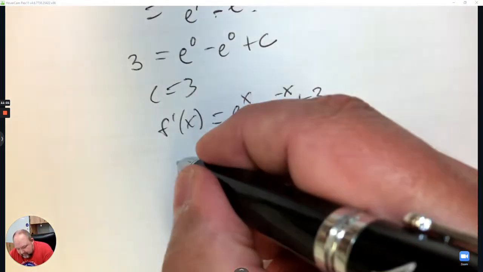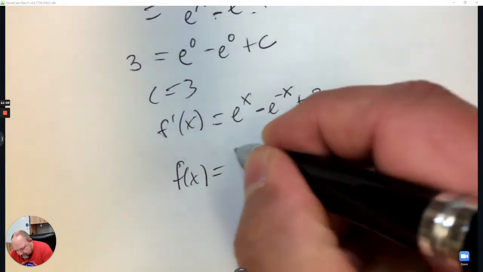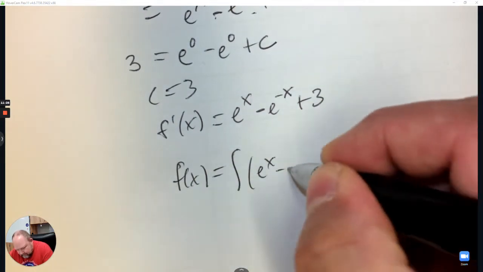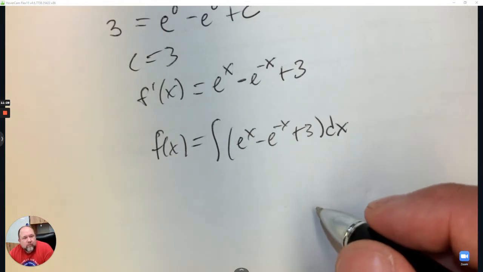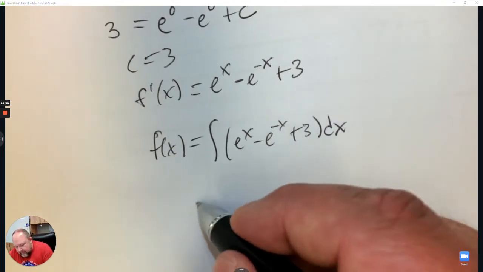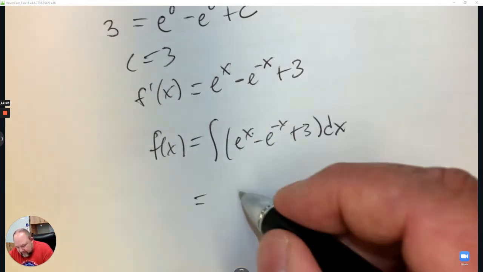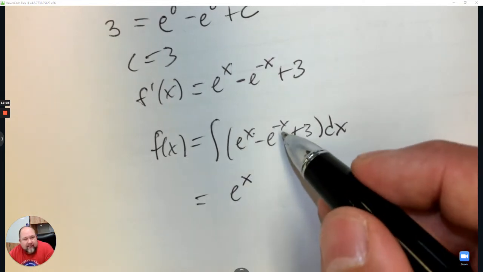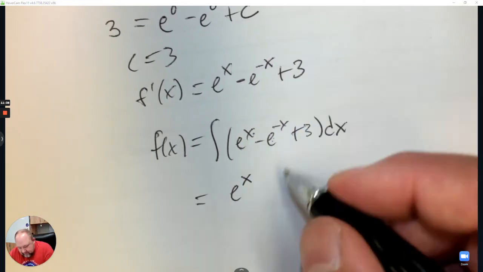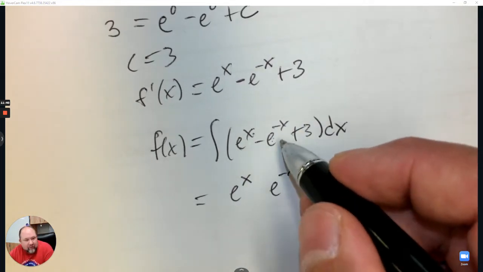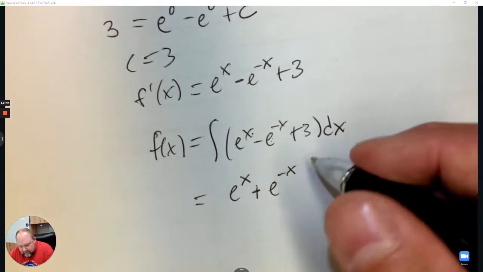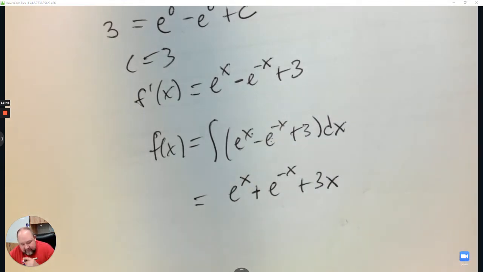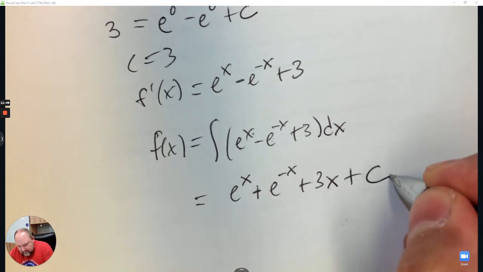Now we're going to integrate again. So the integration of e to the x is e to the x. The integration of e to the negative x is e to the negative x, but it has a hook of negative 1. So the negative and the negative is going to make that positive. And then the integration of just 3 is 3x and then plus c.